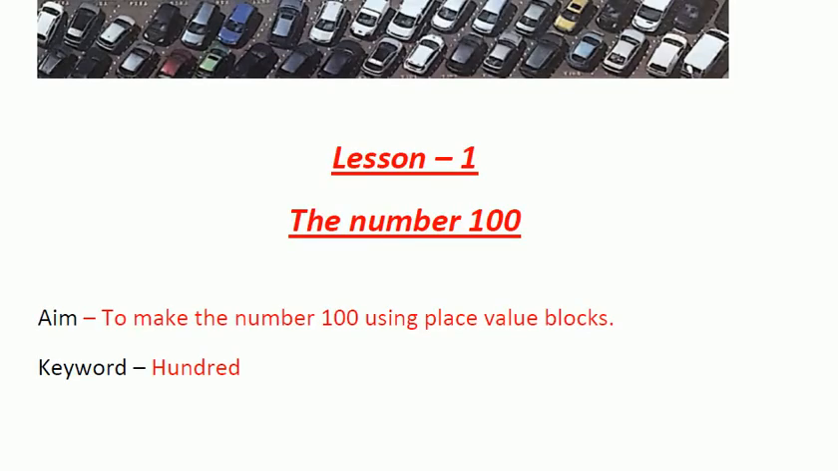Block 2, lesson 1, the number 100. So today children, the aim of our class is to make 100 using place value blocks. The keyword used is 100. Let's spell out 100. H-U-N-D-R-E-D. 100. I repeat, the keyword is 100.